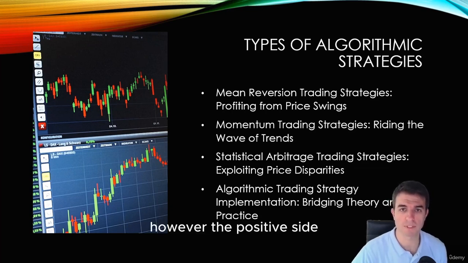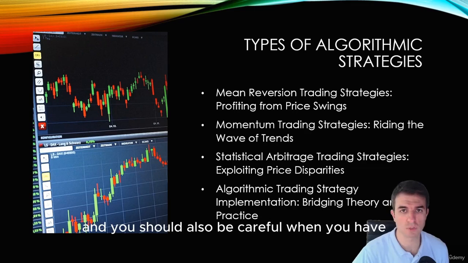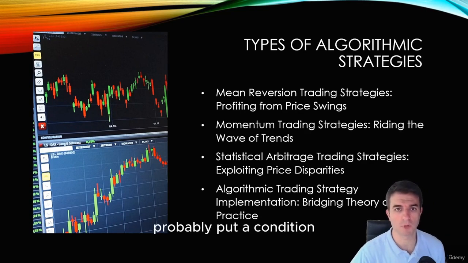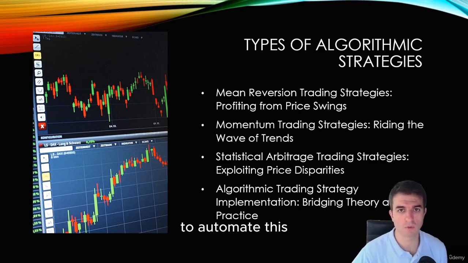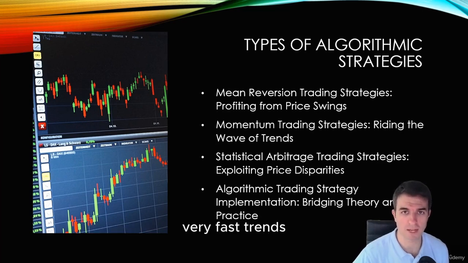However, on the positive side, when the market is ranging, it covers for the losses you can make when you have long-term trends. And you should also be careful when you have high momentum in the market. You have to turn your strategy off, or probably put in a condition to automate this strategy or your bot to be turned off during very fast trends.